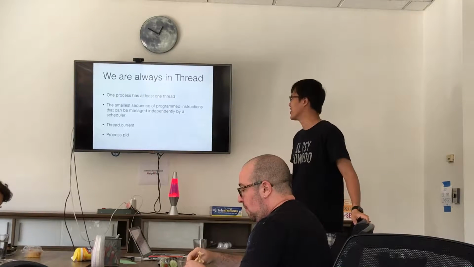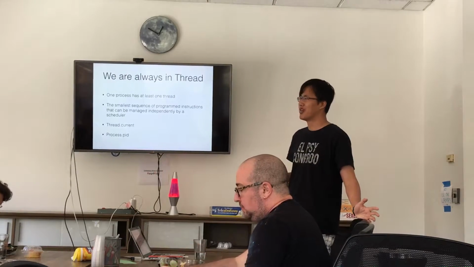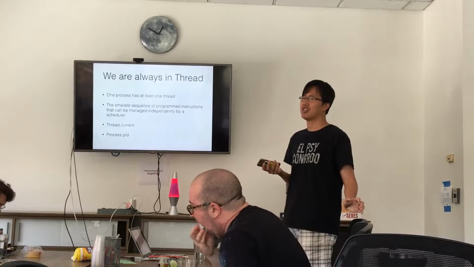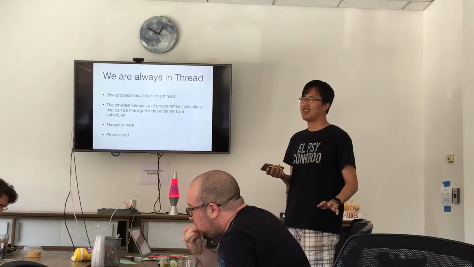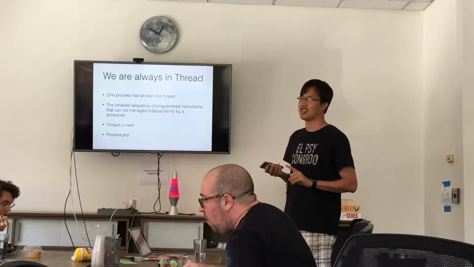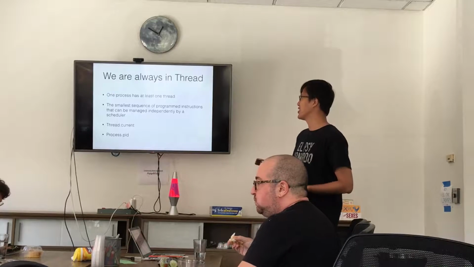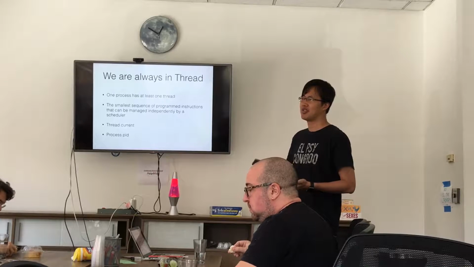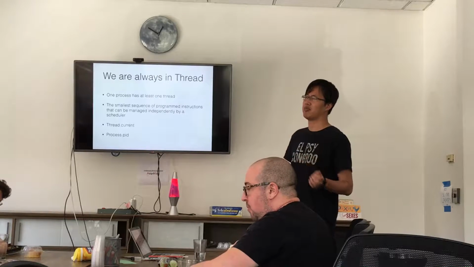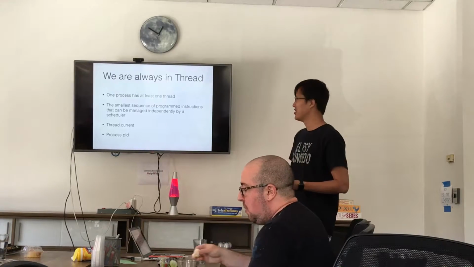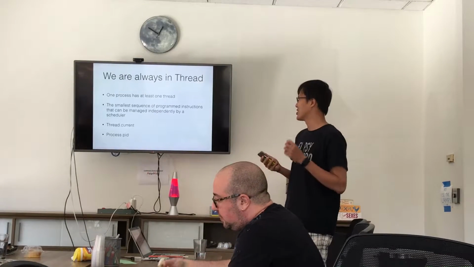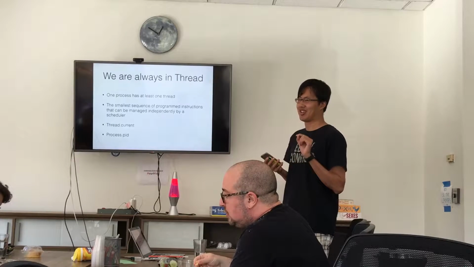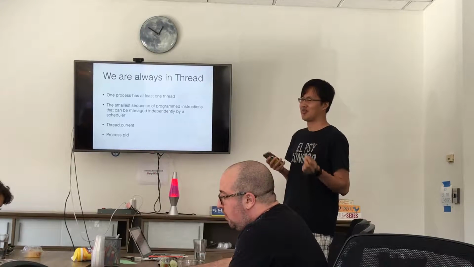So let's talk about the thread. Basically we are always in a thread. Whenever you run an application, you're running your process, and that process will usually have at least one thread inside of it. In Ruby, you can call Thread.current to get your current thread instance, which is a wrapped object of the native thread. By definition, a thread is the smallest sequence of program instructions, basically a series of instructions.